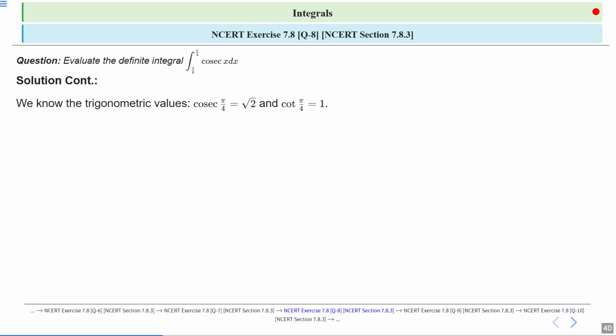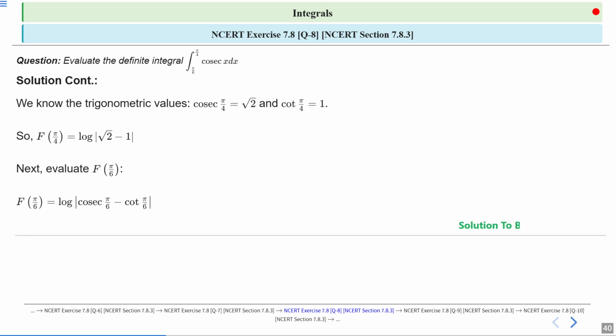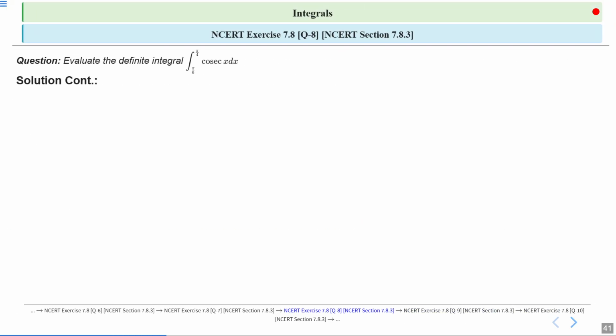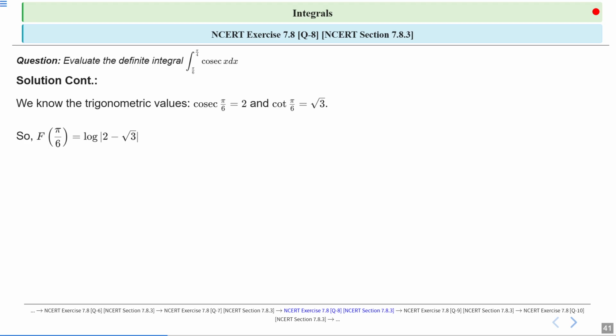We know by trigonometric values, cosec pi by 4 is root 2 and cot pi by 4 is 1. So F(pi by 4) is equal to log of root 2 minus 1. Next we will evaluate F at pi by 6. So it is log of cosec pi by 6 minus cot pi by 6. Cosec pi by 6 is 2 and cot pi by 6 is root 3. So F at pi by 6 is equal to log of 2 minus root 3.